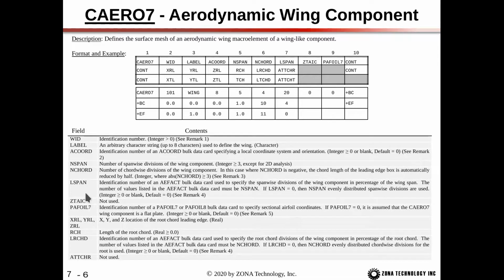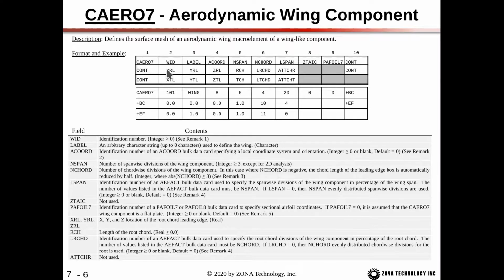The ZTAIL field is unused. That's left over from ZONA. PAFOIL7 refers to a PAFOIL7 or PAFOIL8 bulk data card to specify the airfoil sections. If PAFOIL7 is 0, then the AEROZ is assumed to be a flat plate.